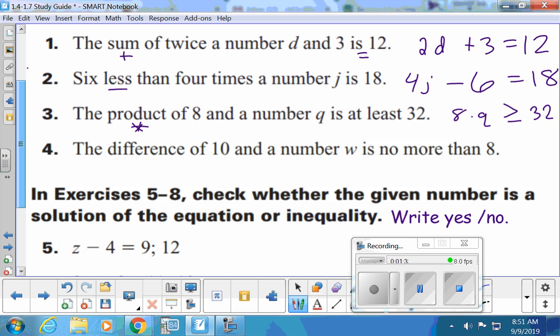And the difference of 10 and a number w, the difference is subtract. The difference of 10 and a number w is no more than 8. That probably means less than or equal to 8.